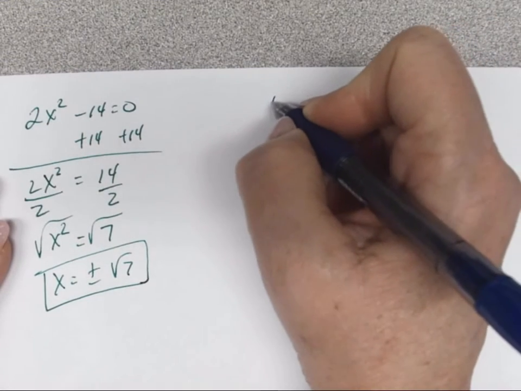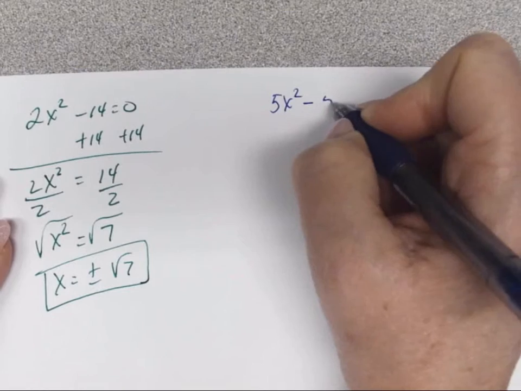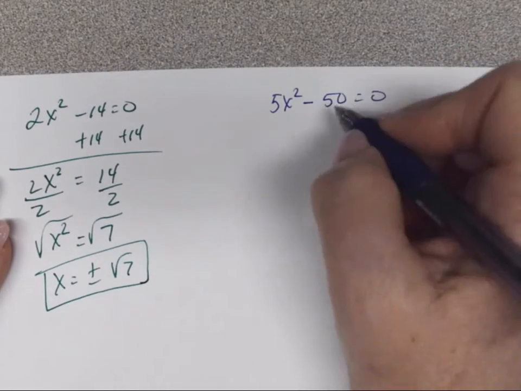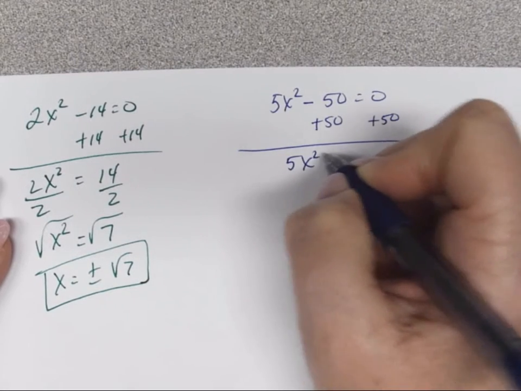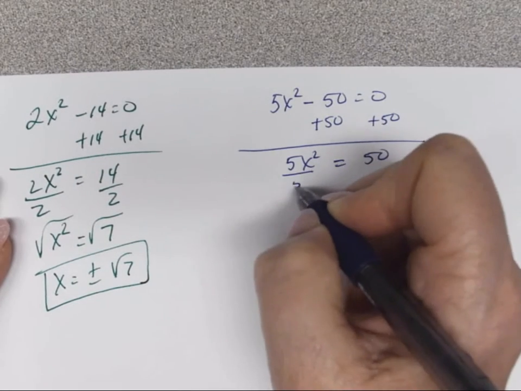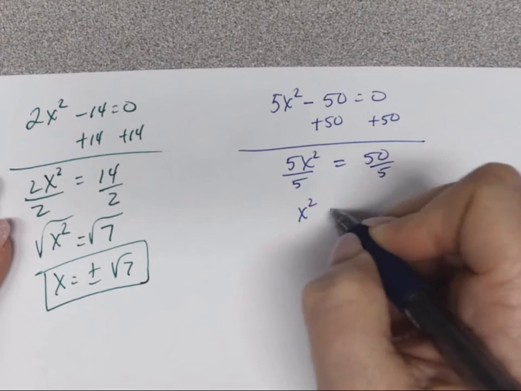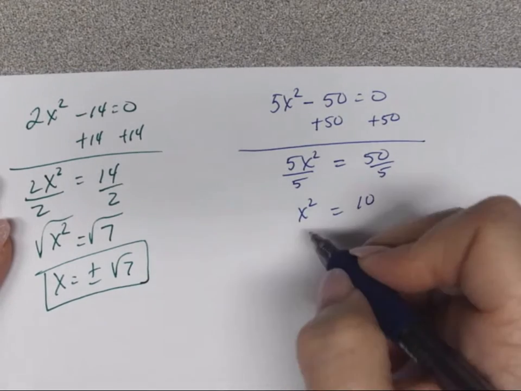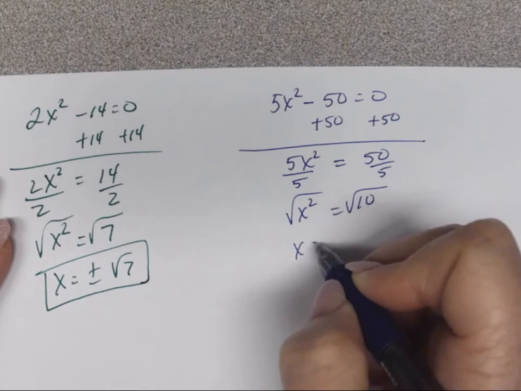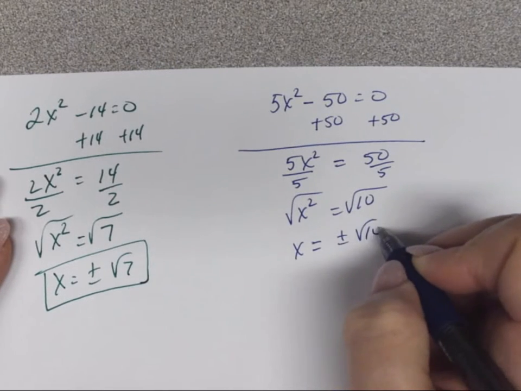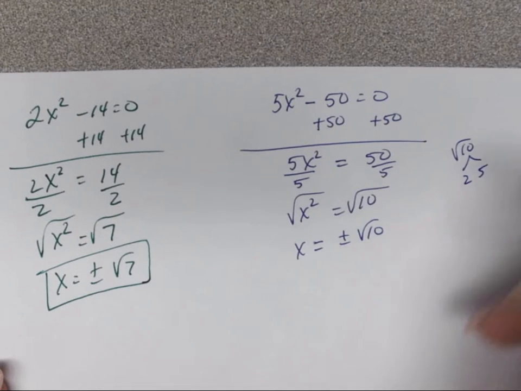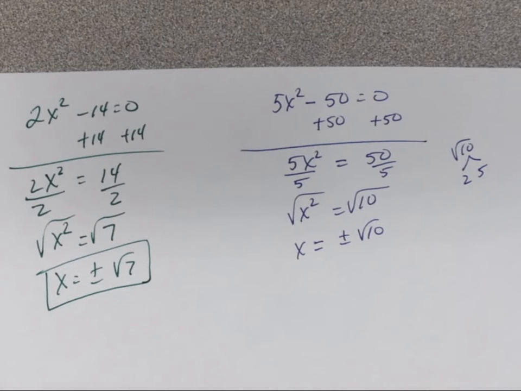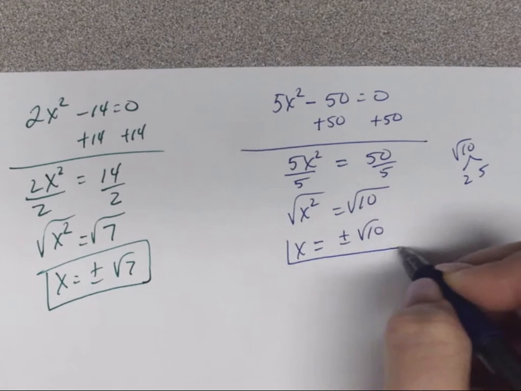Let's do a similar problem. If we have 5x squared minus 50 is equal to 0, we're going to add the 50 over and get 5x squared is equal to 50. Again, divide by 5, and x squared is equal to 10. As we do the square root, we'll have x is equal to plus or minus that square root of 10. If we bring the square root of 10 over here and try and break it down, we only get 2 times 5. We can't get a group of 2 of the same numbers, so we'll just leave it as plus or minus the square root of 10.